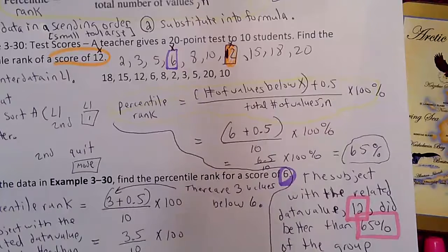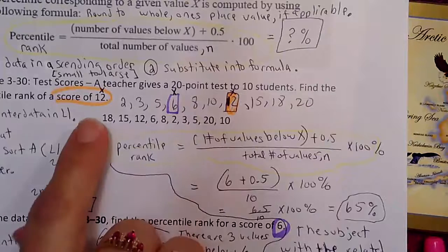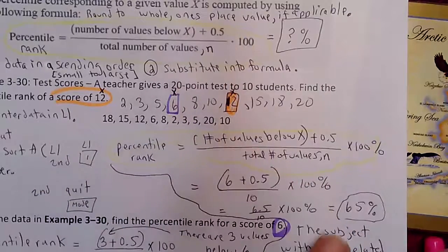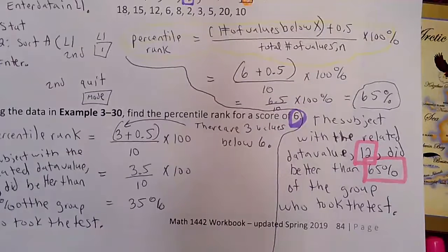So on these, we put them in order from smallest to largest. Then you just identify how many values are below the data value that's needed here. Then you substitute it into the numerator, divide that by 10, and then times 100. We made that a percentage. Round it to the nearest ones place value. So we left this one 65 and this one 35. All right, so that takes care of that problem.